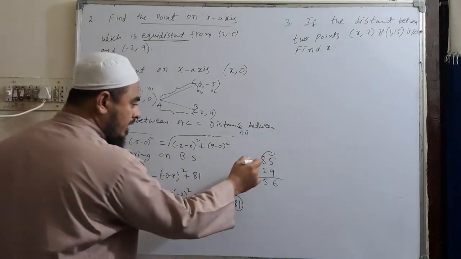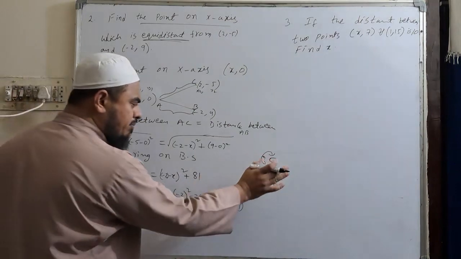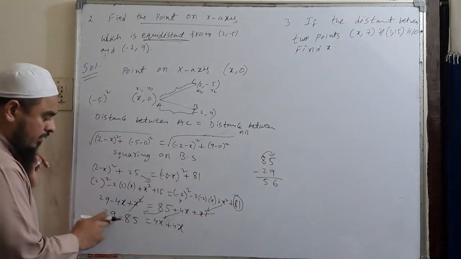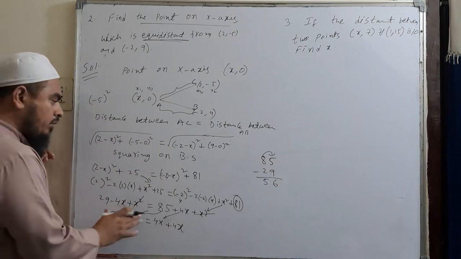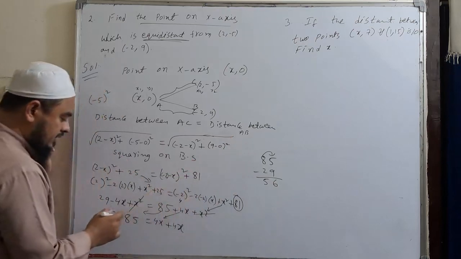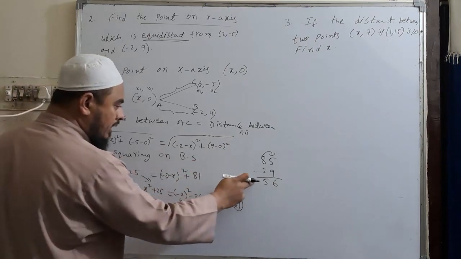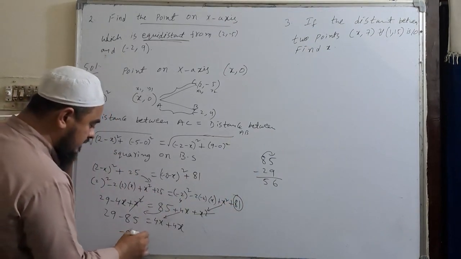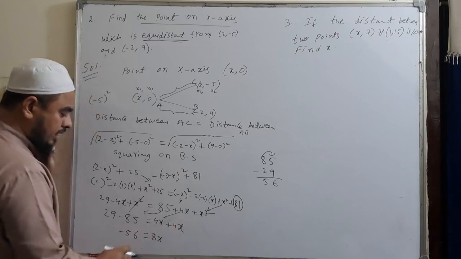But here the bigger number has the negative sign. First simply you subtract 85 minus 29, because here you have plus, here you have minus. So what we have to do is subtraction. After doing the subtraction, whichever number is bigger, its sign is negative, so finally you are going to write it as negative. So we write it as minus 56. 4x plus 4x it is 8x.